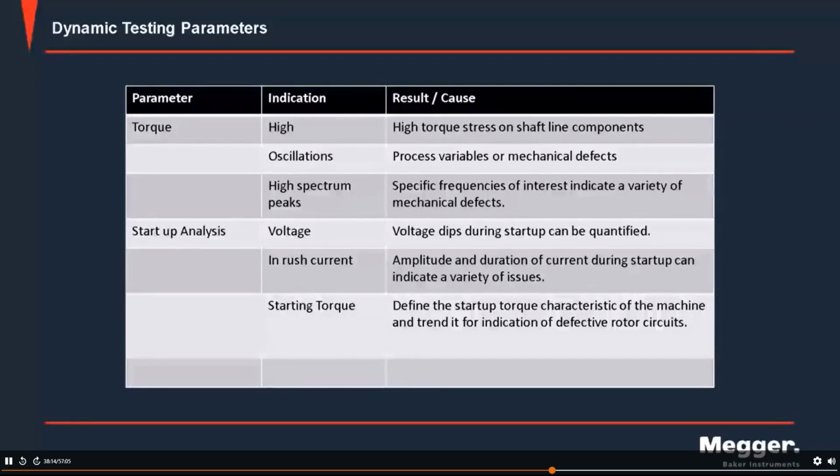Here we can specifically look at torque, oscillations in torque, which could show us mechanical defects or maybe even process-related issues with the load system itself. Maybe it's cavitating because of a low suction pressure. We will show you that in a couple of weeks, a really distinct signature in torque when you have a cavitation issue in a pump. It's pretty cool. High spectrum peaks associated with specific frequencies of interest can also be seen in the torque spectrum. And it's just like vibration. There's a nice correlation between the two.